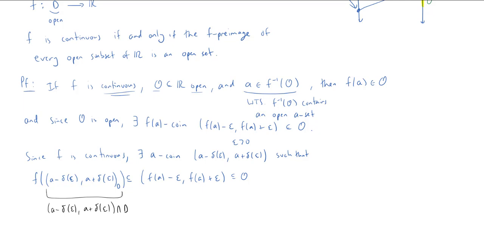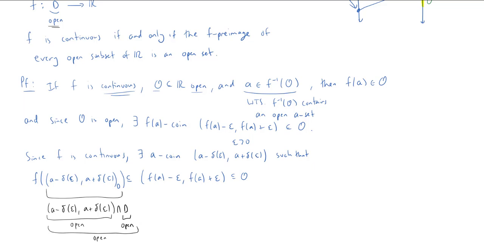Fine. However, this a coin is open, right? It's an a-centered open interval. Okay, but this D by assumption is also open. And we know that the intersection of any two open sets is open. So this intersection is open. So what I've done is I have found an open set that contains a, right? a is sitting right down in the middle of this thing. And f applied to that ends up in O.